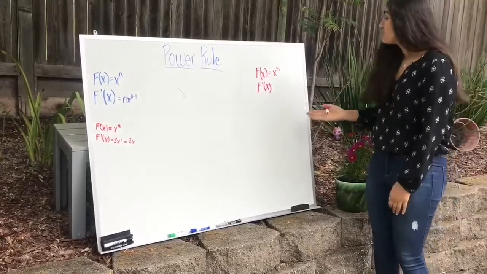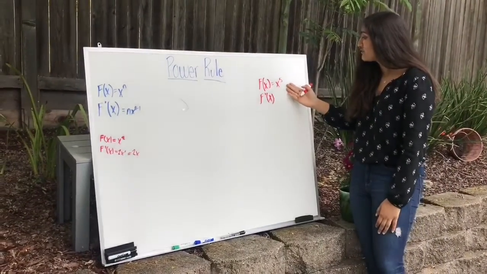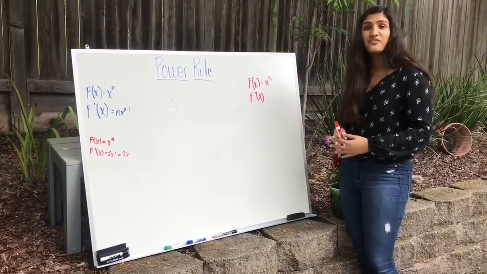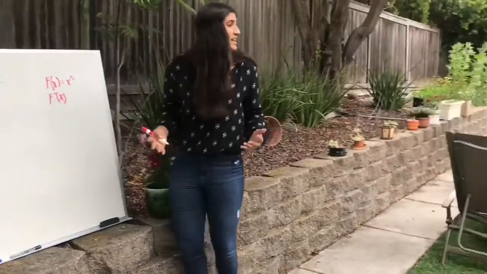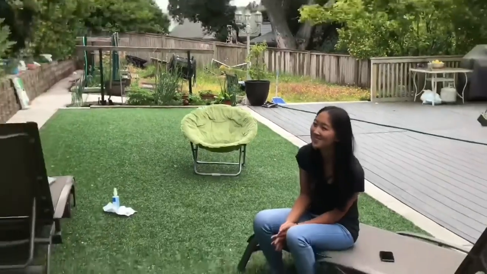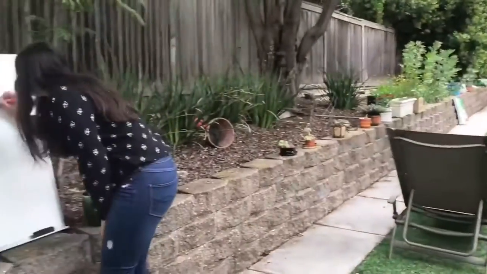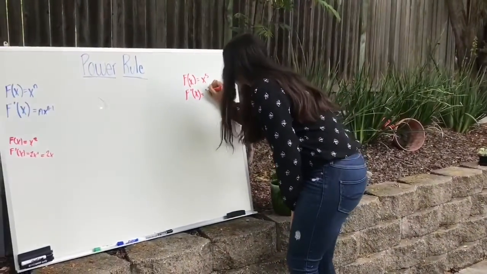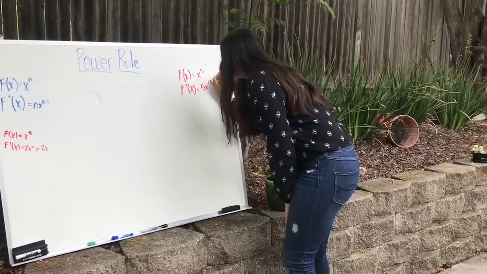So our next function will be f of x equals x to the 5th. Now, take a moment and see if you can find the derivative. Anyone? Anyone? April. Is it 5x to the 4th? That is correct. So f prime of x equals 5x to the 4th.